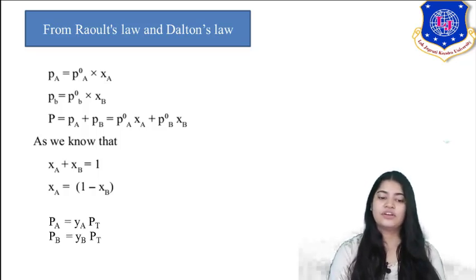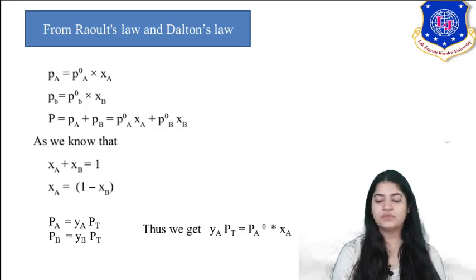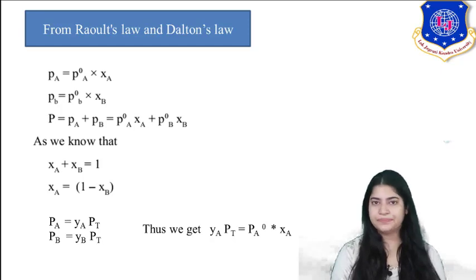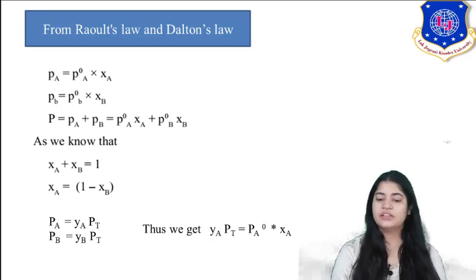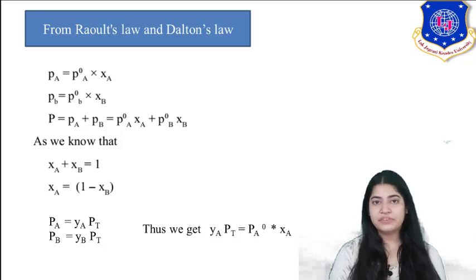Also, from Dalton's law, PA is YA PT and PB is equal to YB PT. So YA PT is equal to PA0 XA. This is your standard equation with which you can calculate many of your sums. Like in an exam, they can give you the liquid phase composition and the vapor pressure. If the total pressure is also given, you can find your YA, and vice versa, you can find your PT also.